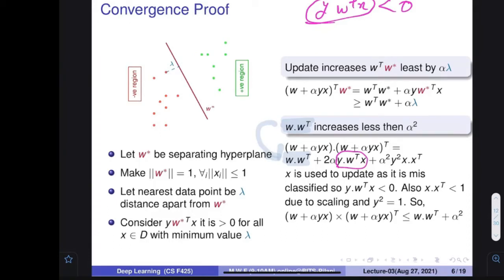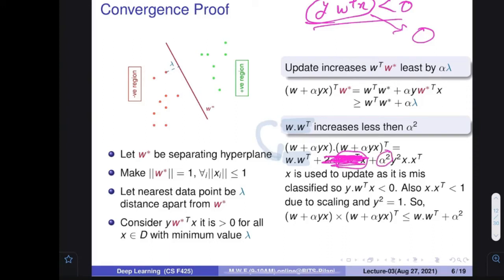So what is the maximum value? We want to find the maximum value of this particular quantity. Can you tell me what the maximum value is? The maximum value is going to be 0 only, because it is a negative quantity. So we can neglect this quantity if we want to find the maximum value of this expression.